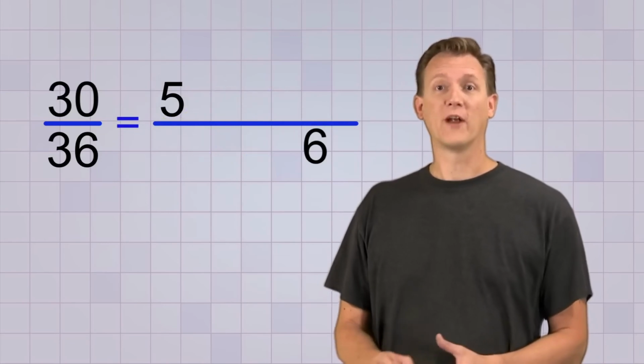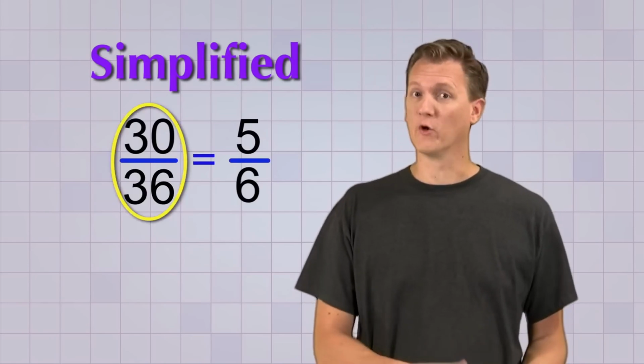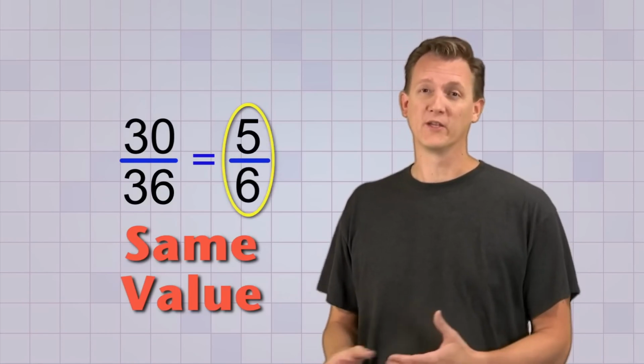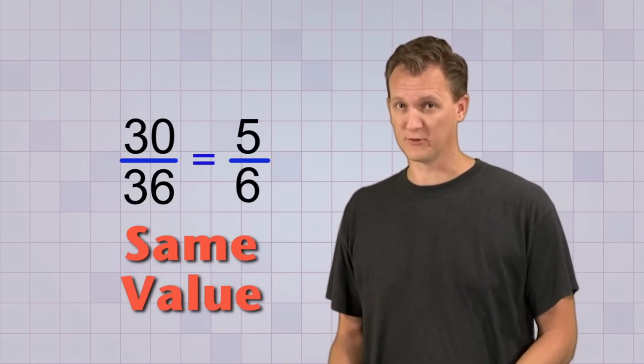There, we're left with the fraction 5 over 6. That's the simplified form of the fraction 30 over 36. They both have the same value, but the simplified one is written using the smallest numbers possible.